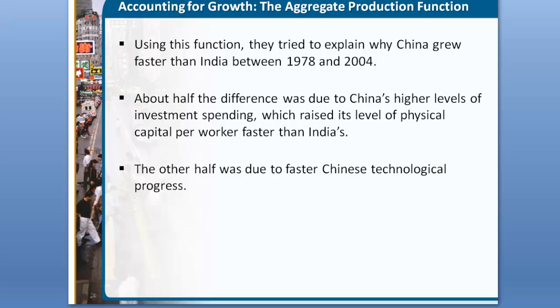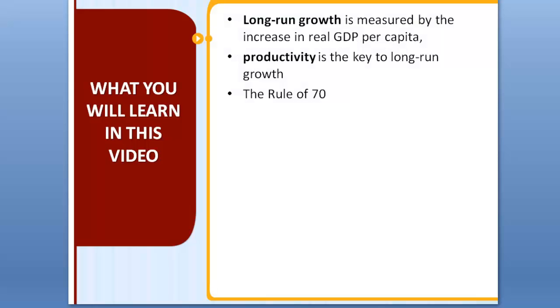Using this function, they tried to explain why China grew faster than India between 1978 and 2004. About half the difference was due to China's higher levels of investment spending, which raised the level of physical capital per worker faster than India's. The other half was due to faster Chinese technological progress. This video explained long-run growth as measurement of real GDP per capita, productivity as the key to long-run growth, and the use of the Rule of 70 in explaining the number of years it takes a variable to double.